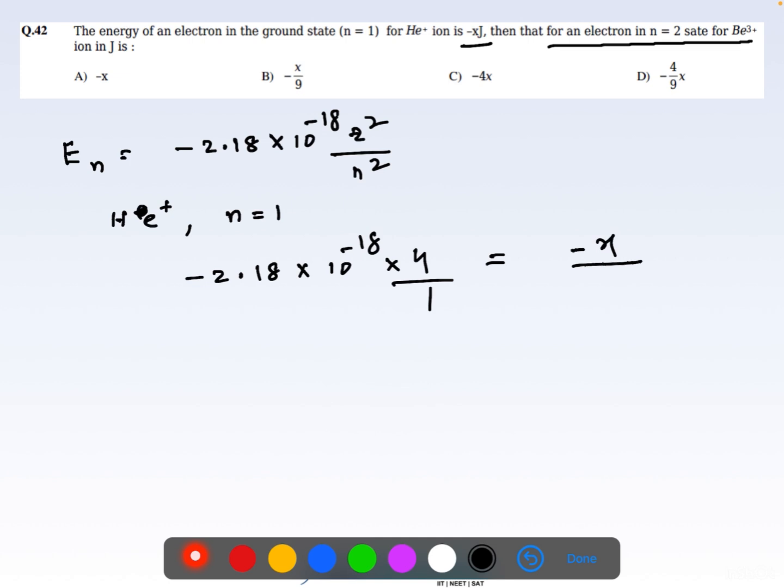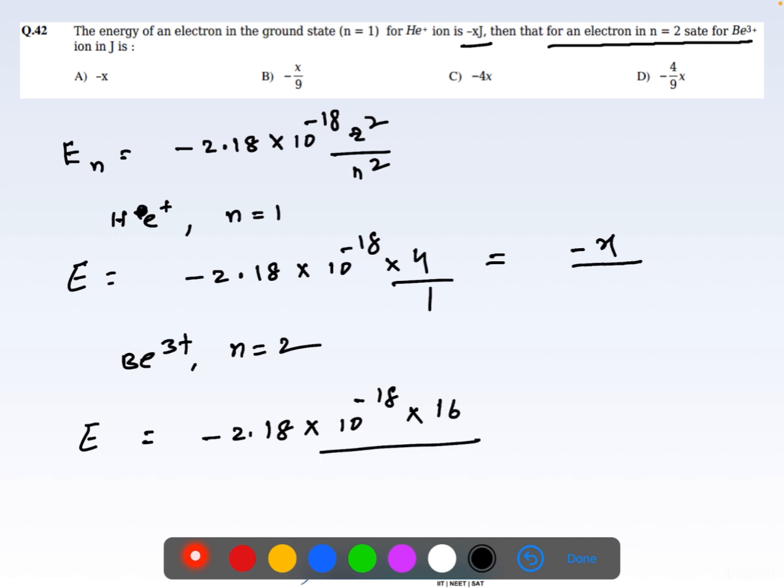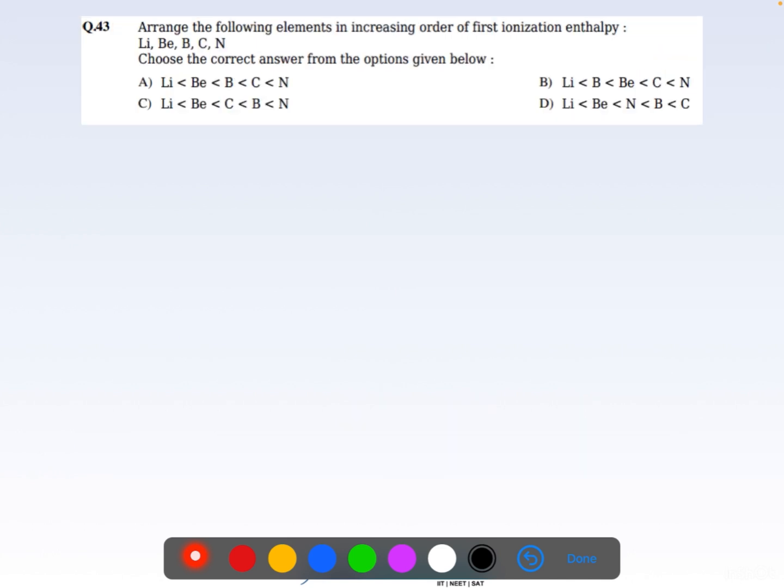So for beryllium 3 plus, when n is equal to 2, its energy will be equal to minus 2.18 into 10 to the power minus 18 into its Z value, which is 4, so Z square is 16, by n square, n is 2, so 2 square, that is 4. So I have the same thing here also, minus 2.18 into 10 to the power minus 18 into 4. So this will also be minus x only. So the correct option is A.